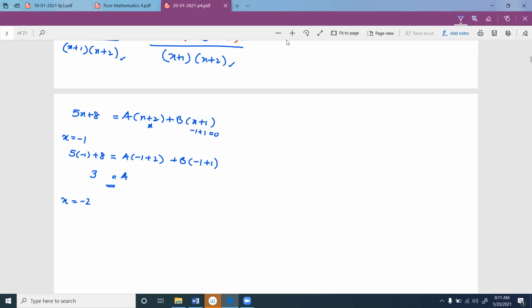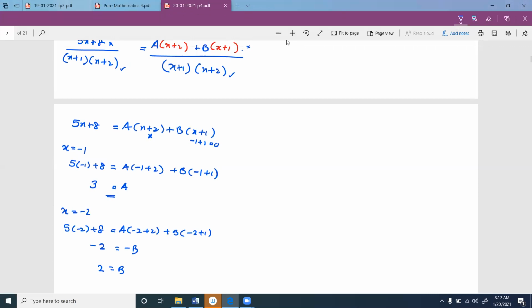So you can say 5 times -2 plus 8 is equal to a times (-2 plus 2) plus b times (-2 plus 1). So it turns into -10 plus 8, which is -2. This is 0, it cancels, minus b. Therefore, you can say b is equal to 2. So now simply you can write this answer in this format.